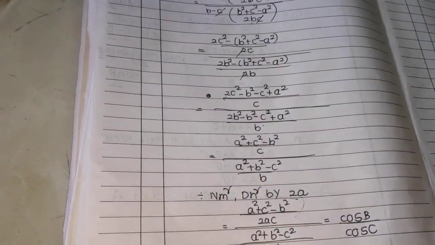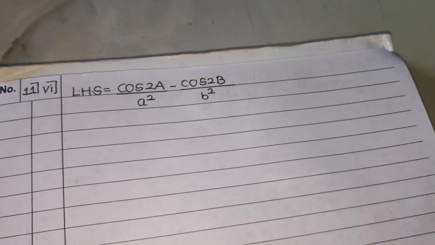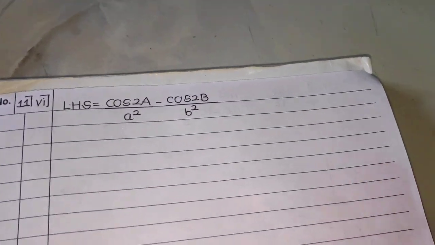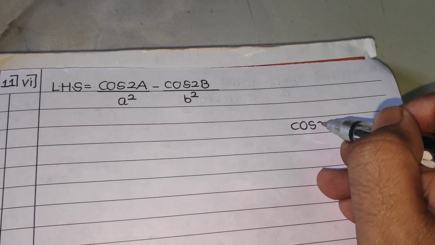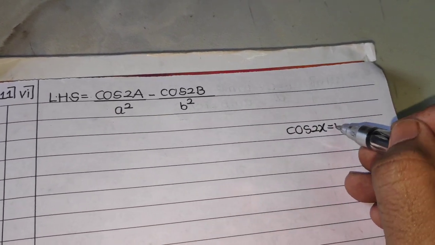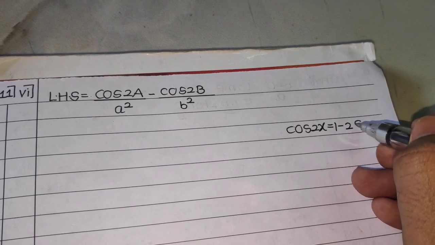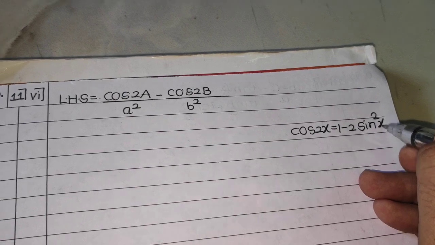Let's go to the next question. Yes, so next question, 11 under 6 question. So once again prove the following with the usual notation we have. Now before starting the question, I would like to write down one formula for you, that cos of 2x is equal to 1 minus 2 sine square of x.